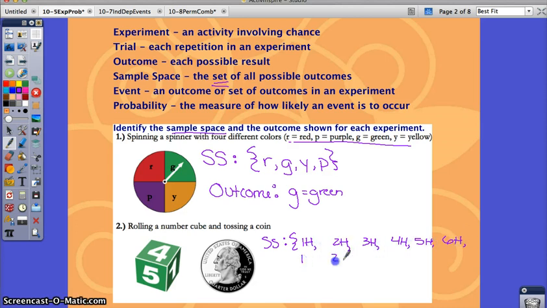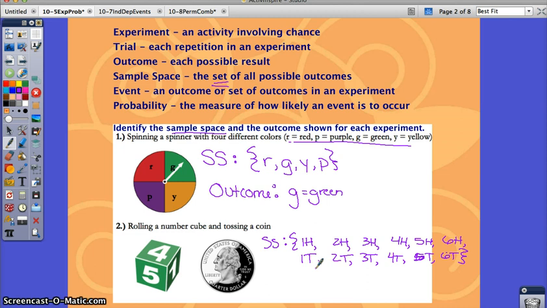Well, I could also get 1, 2, 3, 4, 5, and 6 with the tails. Oops, sorry. So you need to write them all down: 1 tails, 2 tails, 3 tails, 4 tails, 5 tails, and 6 tails. These should be in a set, so they must have curly brackets. You can separate them with commas. And the order in which they appear does not really matter.